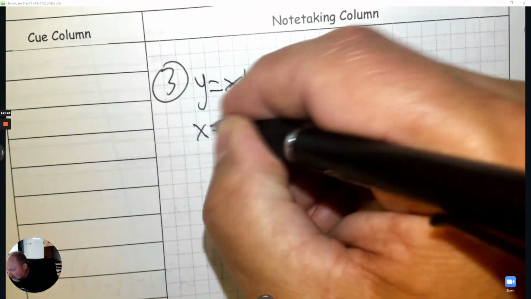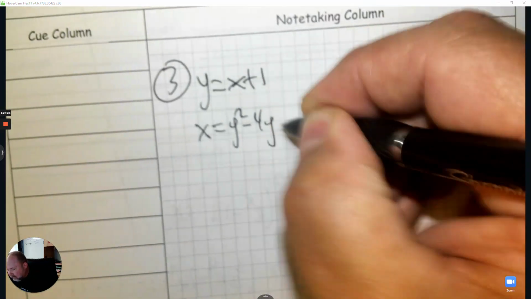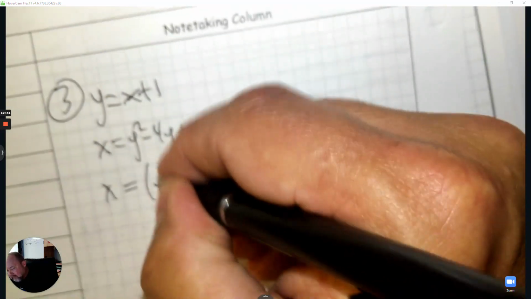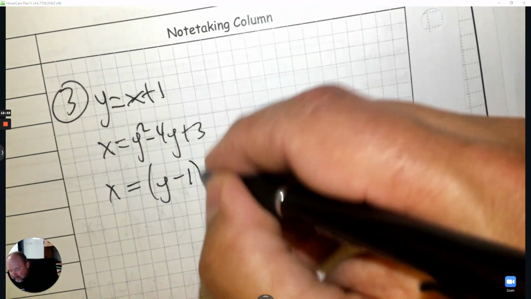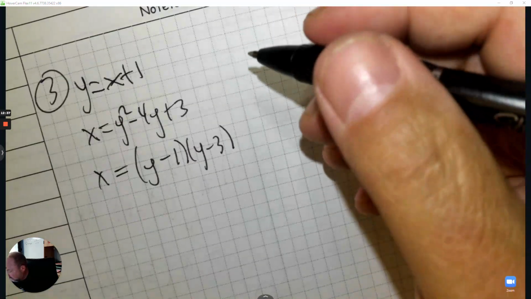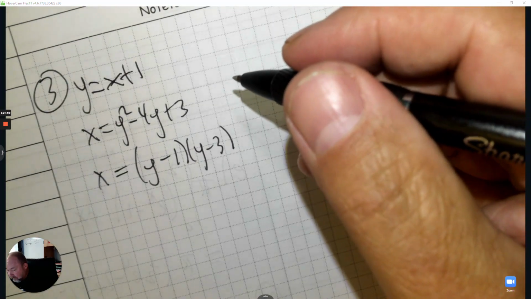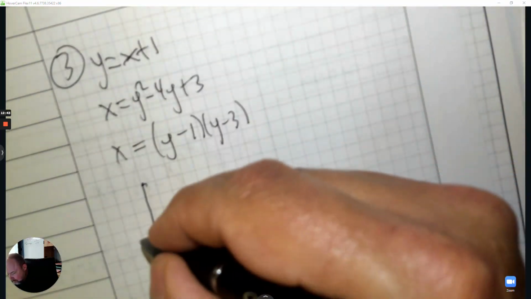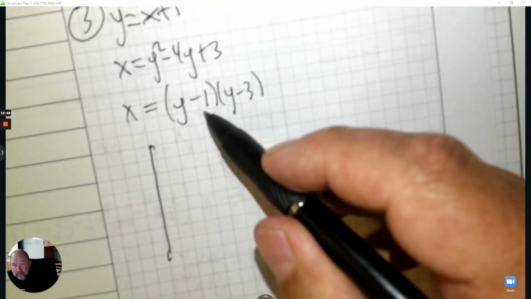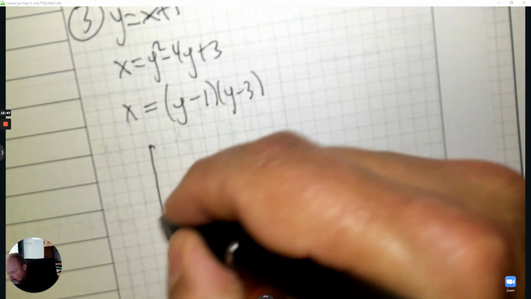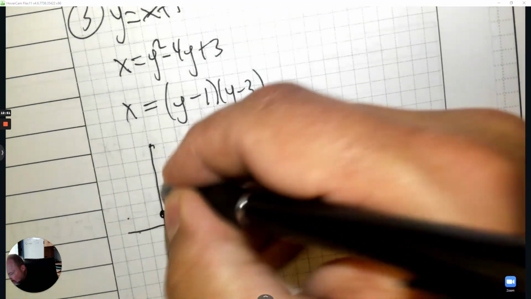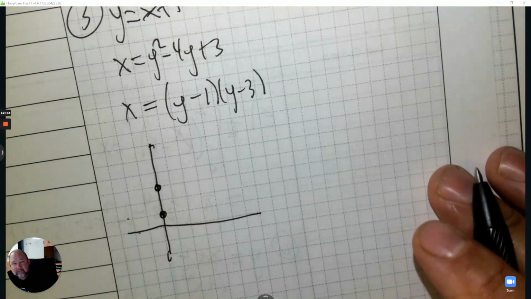Here we go. x equals y squared subtract 4y plus 3. All right, this one, well, let's figure it out, right? So if I factor it, I'm going to find intercepts that I care about to be able to graph it. So the y-intercepts are at +1 and +3. So I'm going to focus there to begin with. So +1 and +3, that's what it's going to do.